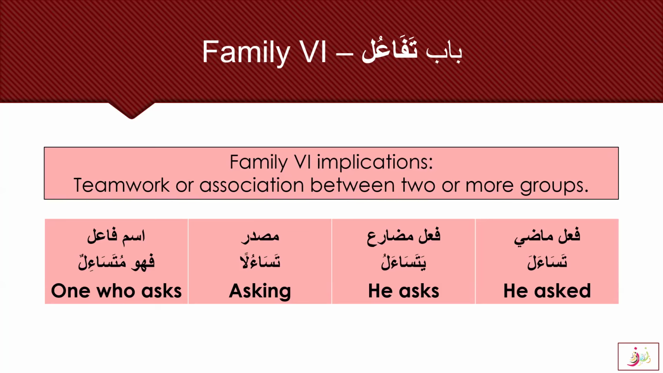Family 6, Bab Tafa'ul. Family 6 implies teamwork or association between two or more groups. Tasa'ala, he asked, like you can say Ta'awana. It was also one from Ta'awan. The speakers must know about this word Ta'awan. It is when two parties are cooperating with each other, when words belong to this family.